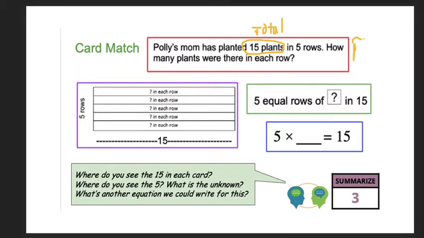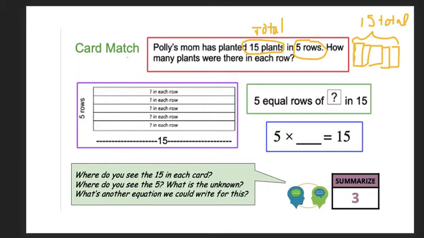I've done this with the students already, so they should be very familiar with this. 15 total. And then it says in 5 rows. So if it says in 5 rows, it's very explicit about the strategy that it wants. But if it said groups of 5, 5 rows, same thing essentially. So that means 1, 2, 3, 4, and 5. Now I had to figure out how many go in each.